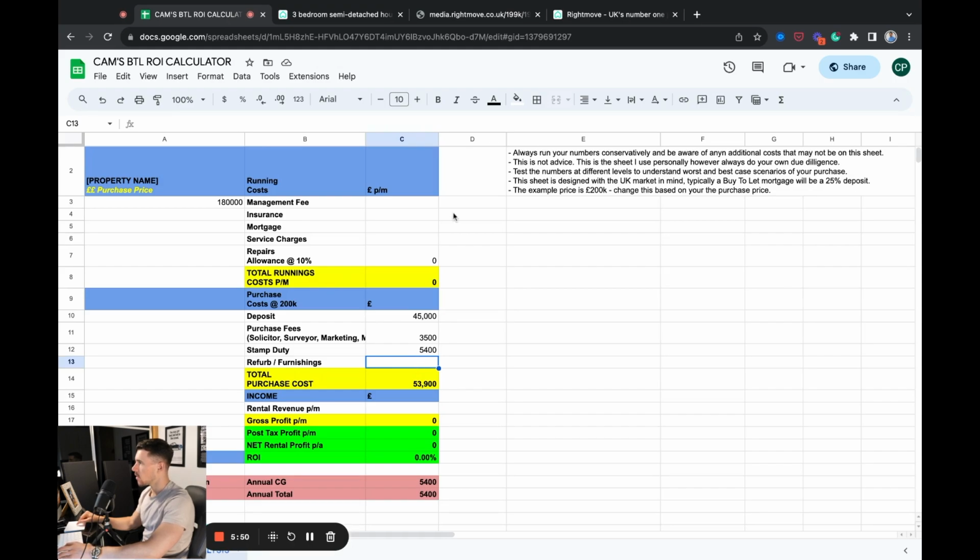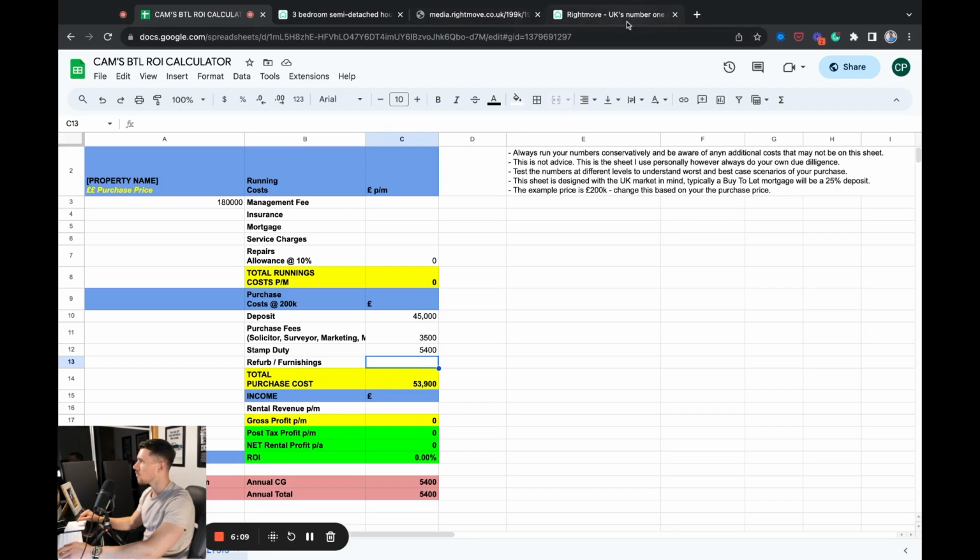From there, we're going to start to actually research the market in terms of rental. What could we expect to get for rental on this? We know it's going to cost us $53,900 to get into this property. But what can we get for our return? Because this will dictate whether the property is worth investing in or not.